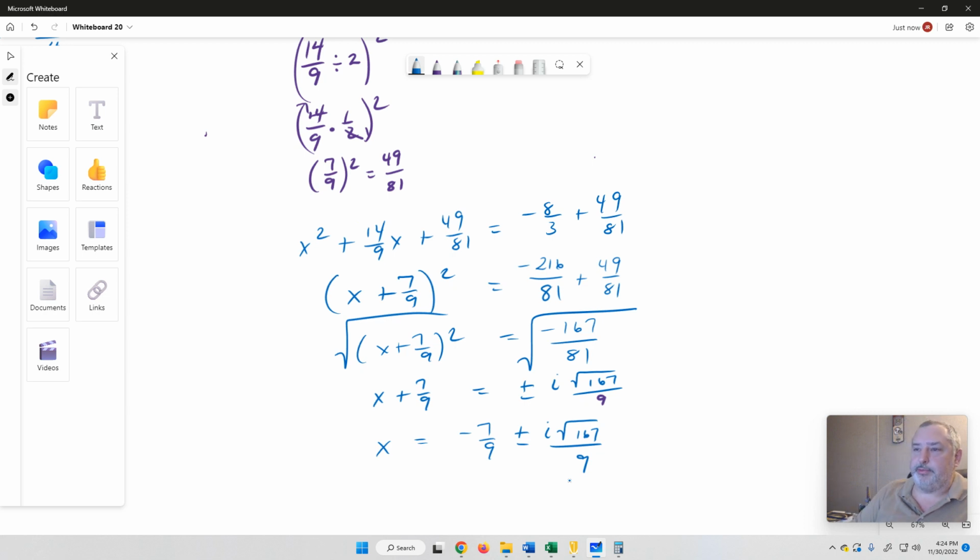So I hope this helps you with the process of completing the square. If you struggle with this as you're working, please let me know and I'll find you some additional resources.